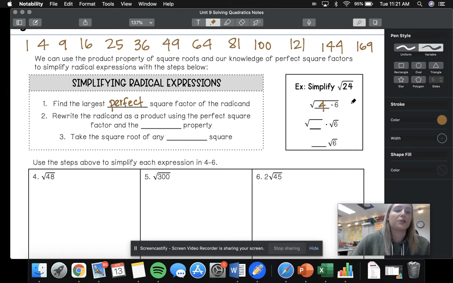Then what you'll do is rewrite the radicand as a product using the perfect square factor and the product property. Because the square root of 24 is the same thing as the square root of 4 times 6, we can also rewrite that as the square root of 4 times the square root of 6. Then we simplify the perfect squares that we know. The square root of 4 is 2. So simplified, the square root of 24 is the same as 2 square root of 6.